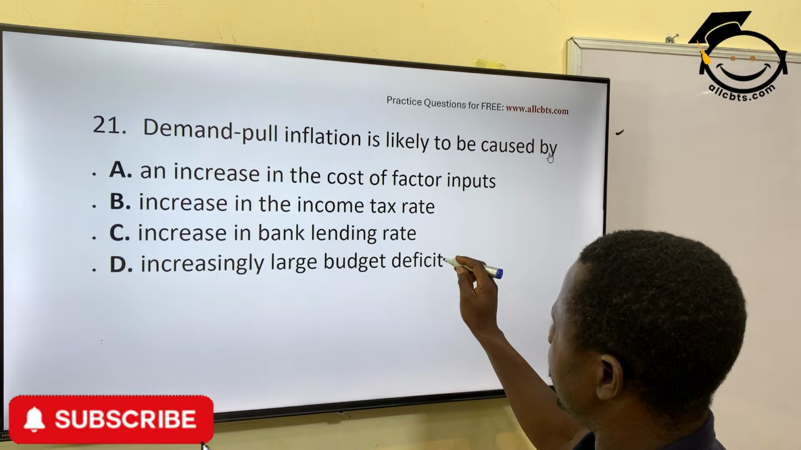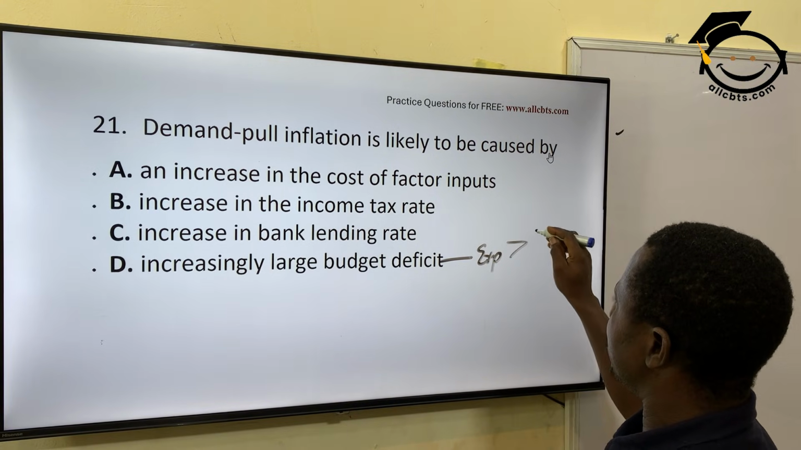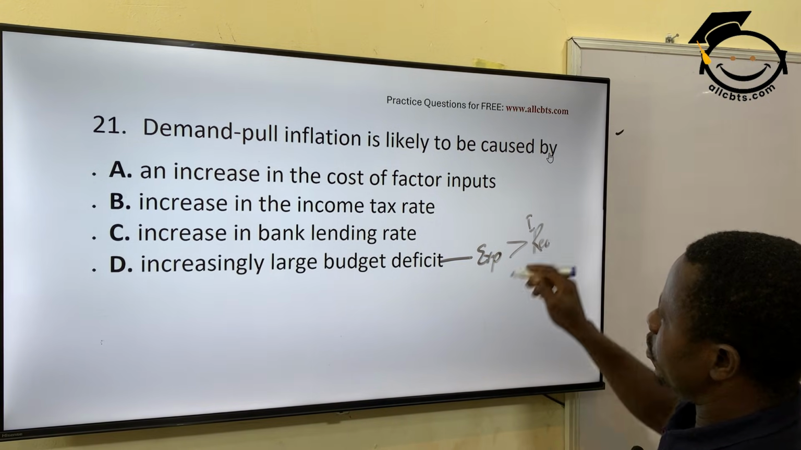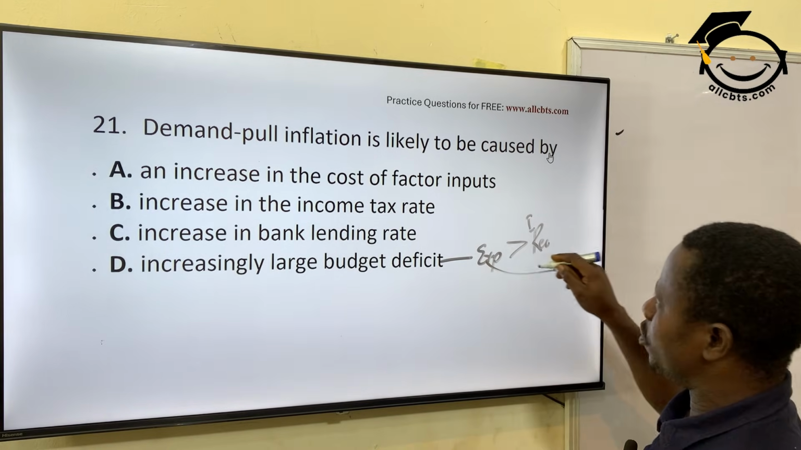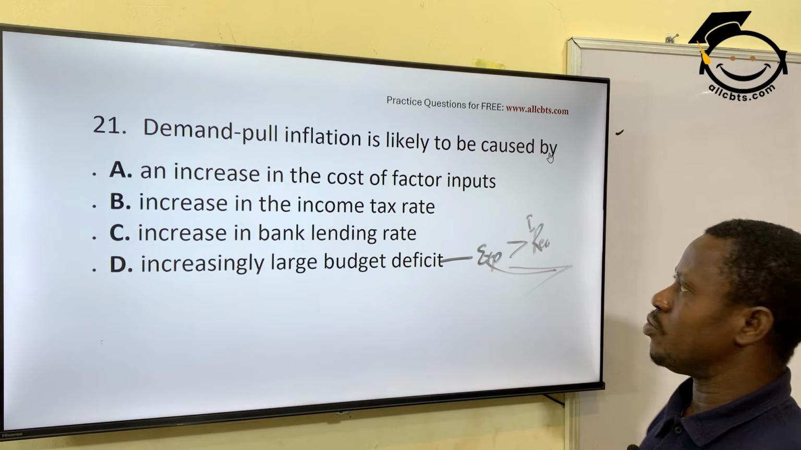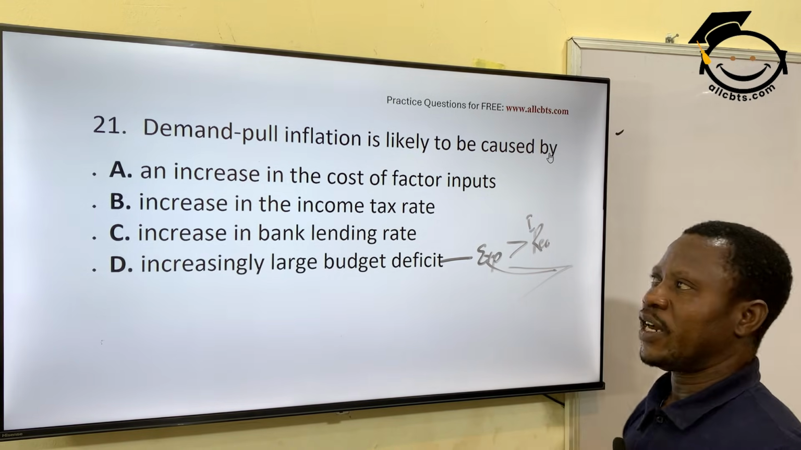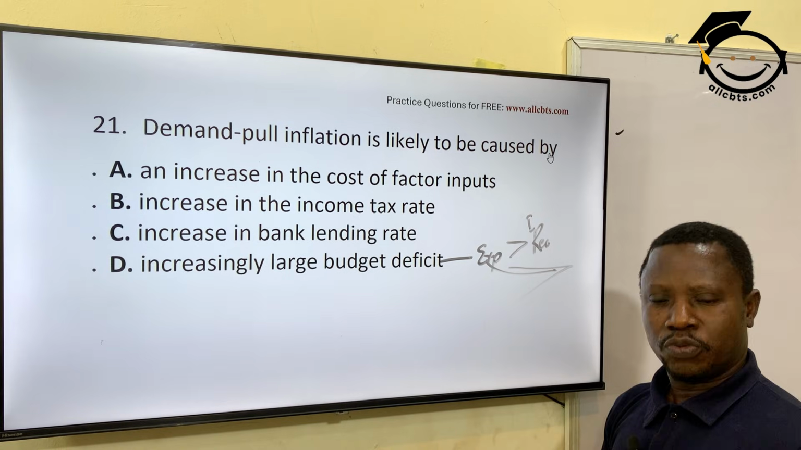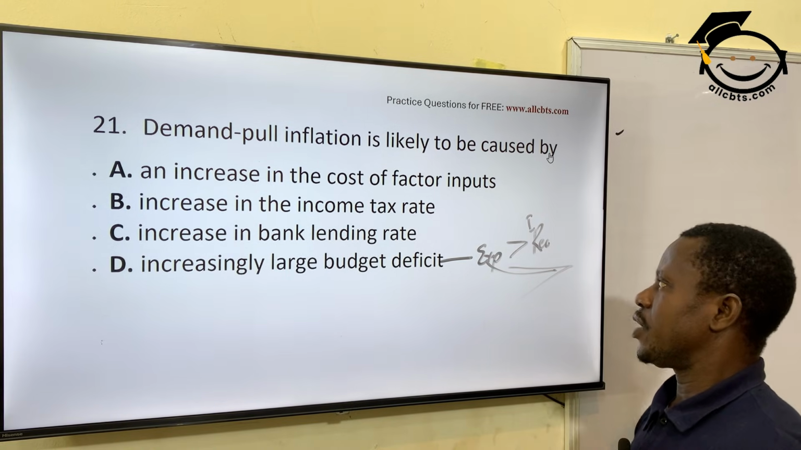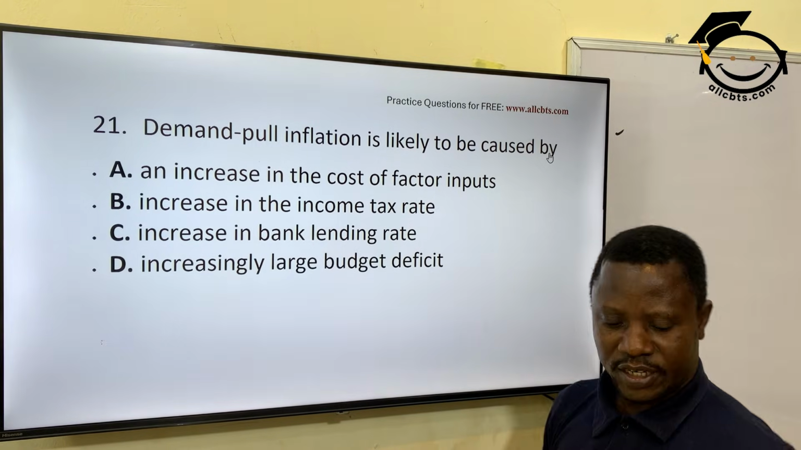What is a budget deficit? Deficit means expenditure is greater than what? Receipts, income. So your government is spending more. The more they spend, the more money is released into circulation, the more people have access to money, and the more demand they make. And as they make more demand, it pulls inflation in. So, a large budget deficit.